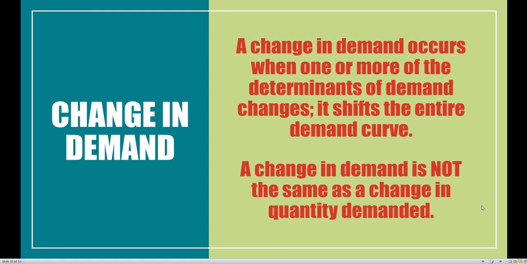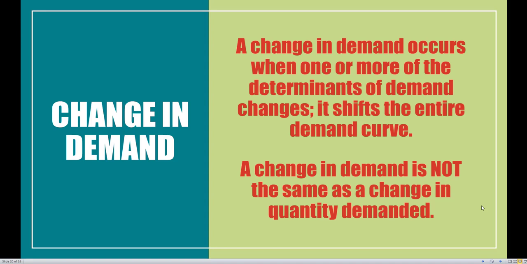To wrap up this demand section, we need to go ahead and talk about the differentiation between a change in demand and a change in quantity demanded. They might sound very similar, but they do mean two very different things for us in economics. So a change in demand occurs when one or more of the determinants of demand changes, and it's going to shift the entire demand curve.